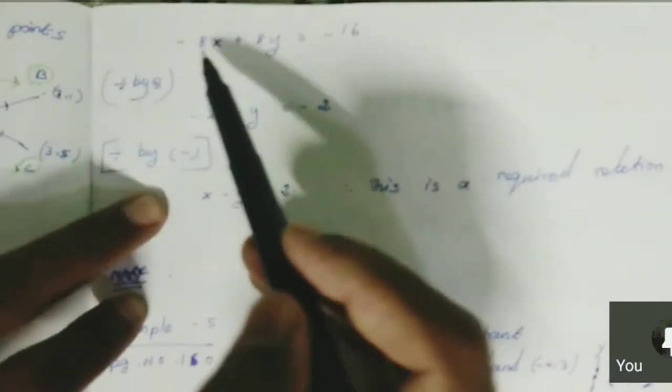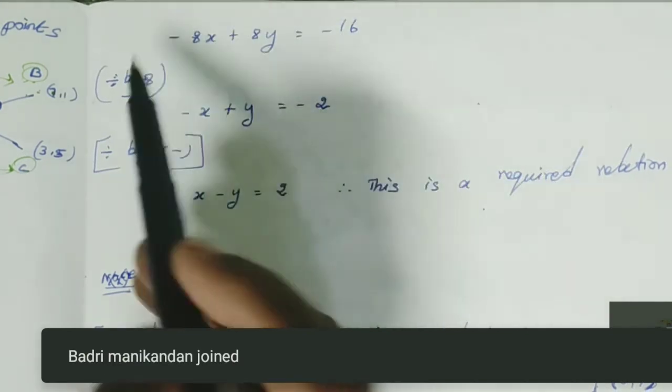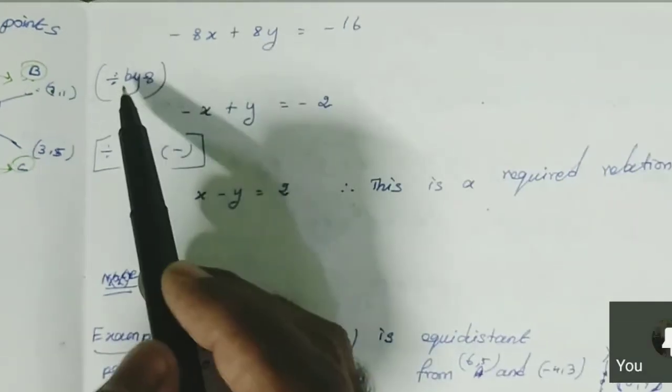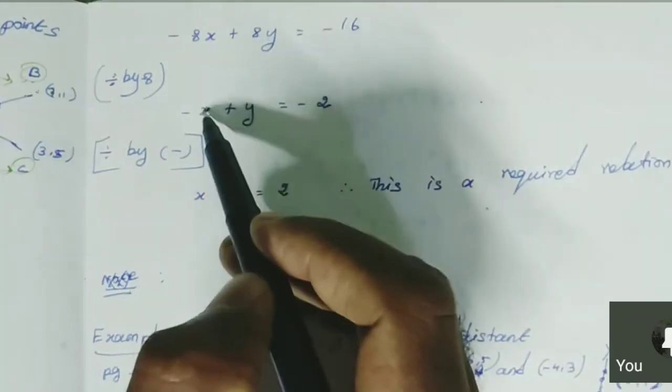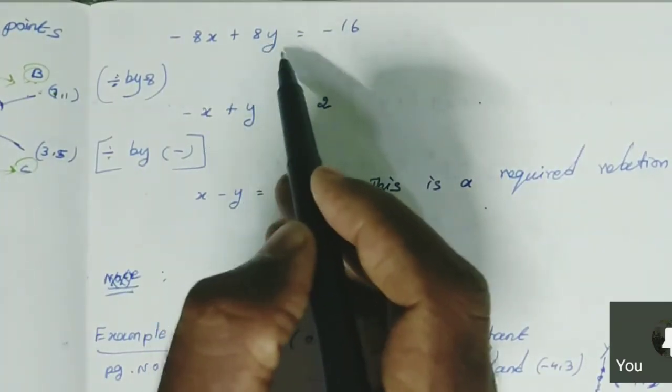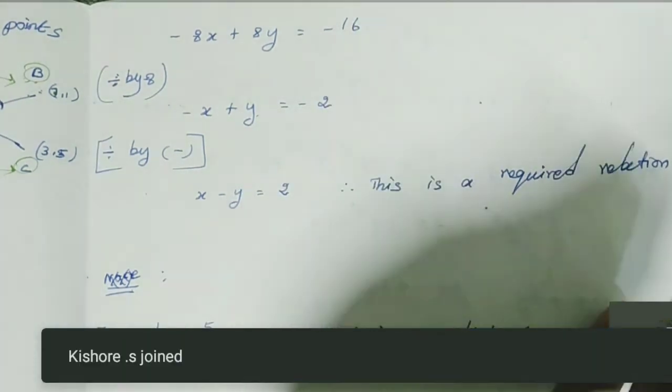In this equation, 8 is common, right? In all the terms, 8 should be there. Here also 16, so it can be divided by 8. So I just divide the entire equation by 8. When I divide by 8, 8 by 8 is 1, minus x, 8y by 8 is 1y, equal to minus 16 by 8, minus 2. Clear?